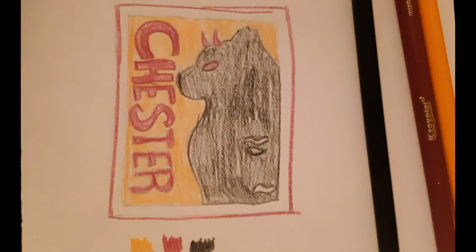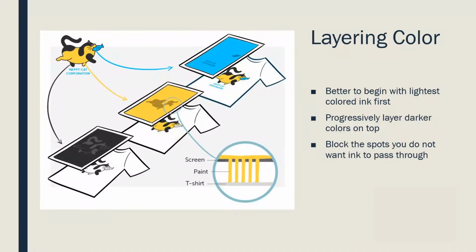I personally use color pencil for this, so you can create your color study with whatever medium you find most comfortable. Once you have your color decided upon, you need to have a good understanding on how color will be layered. When screen printing, we start with the lightest color first, and then progressively add darker colors on top. This is to make sure the bright colors come through and allows us just to layer the dark colors.